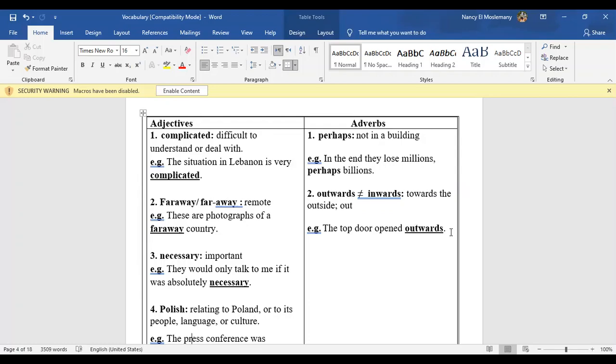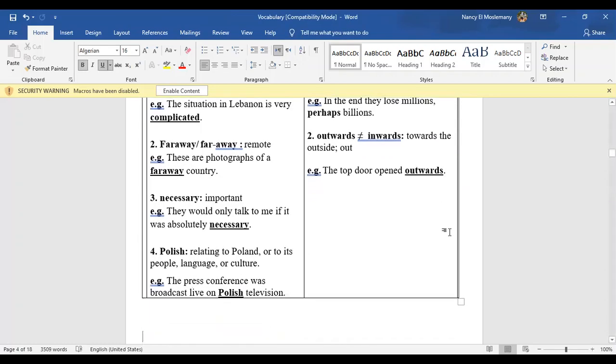Number 4. Polish. Polish here, it's not like to polish something and make it shiny. No, here it's an adjective. Polish here, it means from Poland, the country Poland. When you describe someone as a Polish person, it means that this person comes from Poland. Like when people come from Egypt, they are Egyptians. So a person who comes from Poland is Polish. Okay? So it can be a person or language or culture.